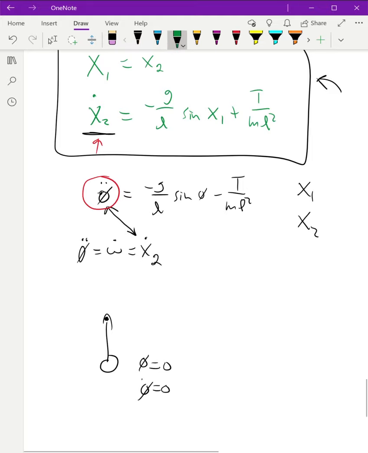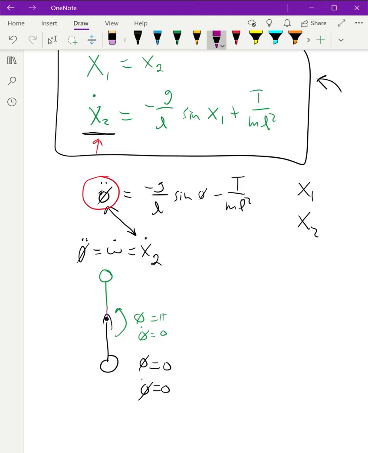Likewise, if we put it at theta equals pi and theta dot equals 0, right, we're assuming this is a stiff rod. If that is placed at pi with no initial velocity, then it's not going to go anywhere. It's at equilibrium. So this is conceptually what we expect to happen. Let's solve for it mathematically.